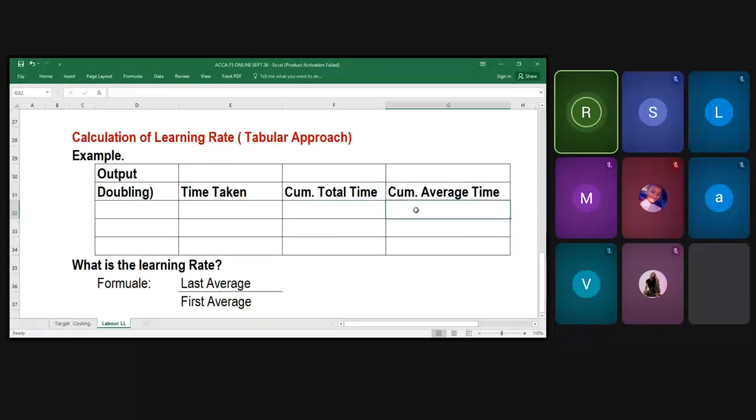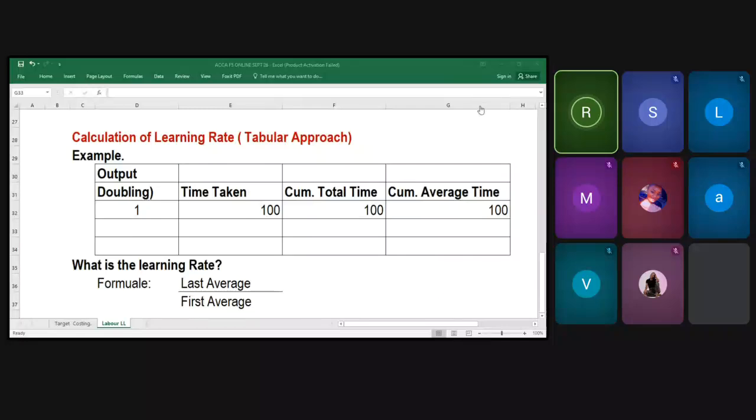So the example that we want to use to populate this table is: time taken to produce the first unit, assuming it's 100 minutes. Total time for 100 minutes, we are going to say 100 times 1. That's 100. Average time, you say your total divided by output. It remains 100 there.